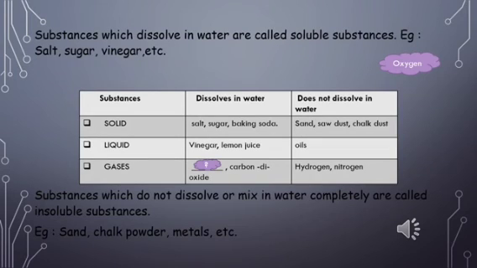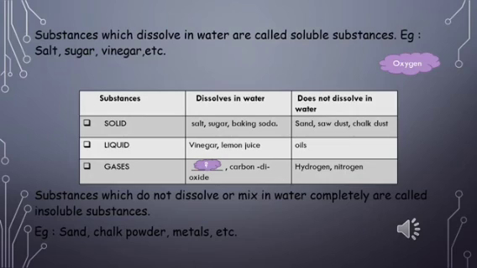Gases. Some gases are found dissolved in water. Can you guess which gas is found dissolved in water? I will give you a hint. Animals live in water. So now can you tell me which gas is dissolved in water? Yes, the answer is oxygen. Other than oxygen, carbon dioxide also dissolves in water.